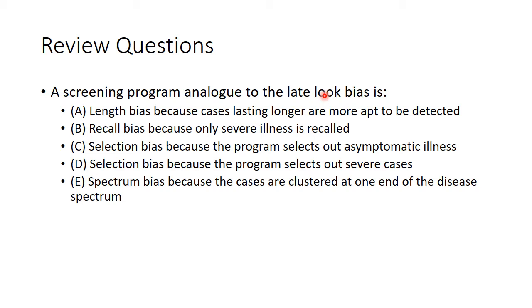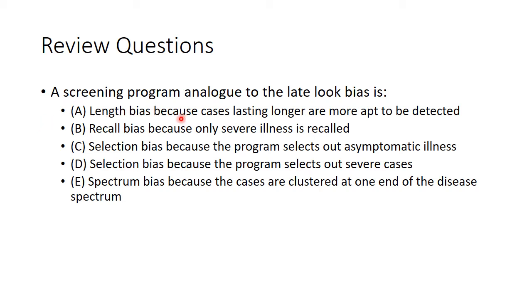So people who are still alive with severe disease, you would still be able to capture, right? Because they actually have active COPD. But who'd you miss? People who died earlier, right? So those people are not alive to be diagnosed with COPD. So that's what we call a late look bias. But let's say we're doing a screening program. So say we're looking forward in time instead of looking backwards. What would be an analog to that?